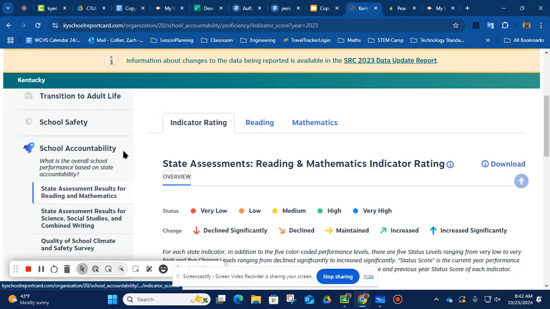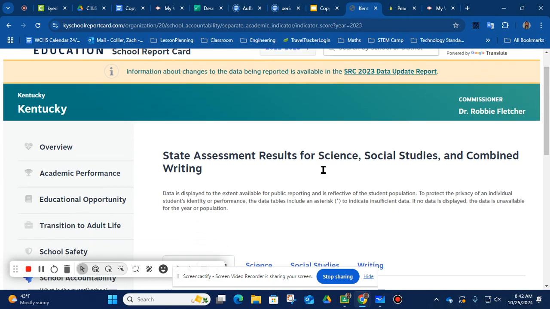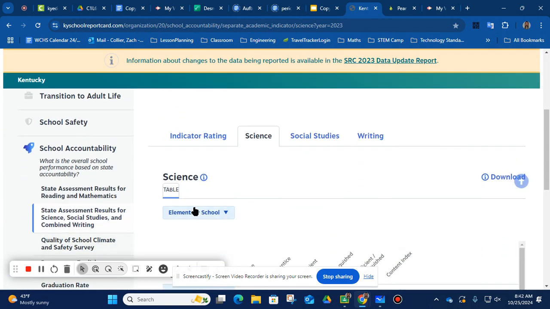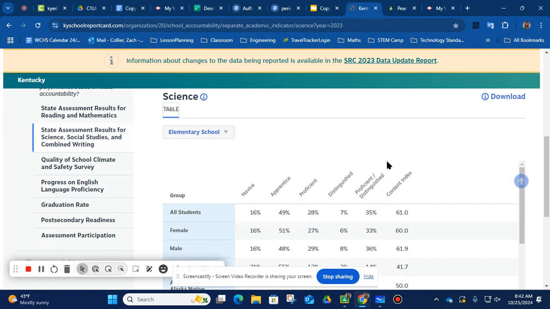Even here, all you've got is reading and math, and you have to go over here to find the science and social studies data. Here's the science finally. And then you've got elementary school. Notice in elementary school, only 7% of students were distinguished in science. 7%. Now, if 7% of elementary school kids got A's in science, we'd be really worried as a school, right? I don't think 7% of students are getting A's in science classes. Something's wrong.